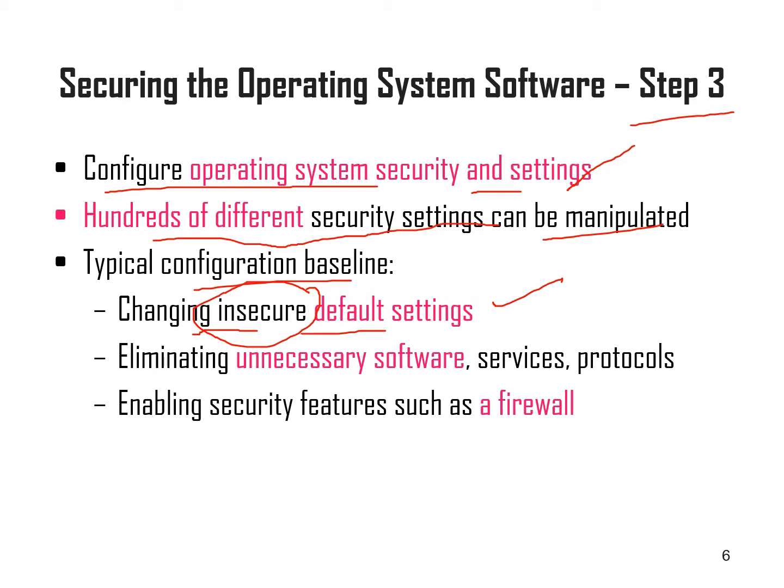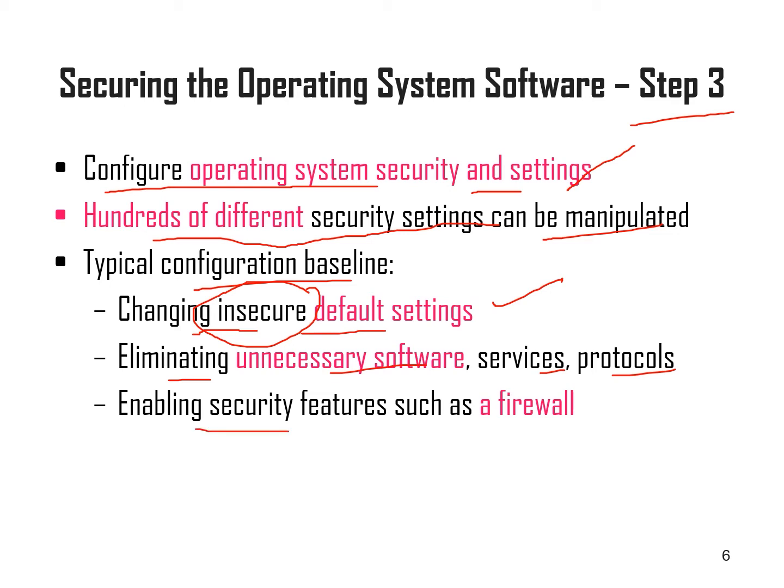The second step in configuration baseline is eliminating the unnecessary software, services and protocols. Definitely, as I said earlier, with the insecure default settings, unnecessary software, services and protocols are there. So we have to eliminate or disable them. That is also very important.